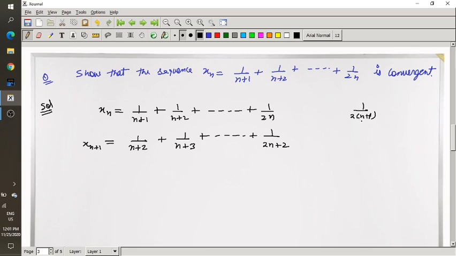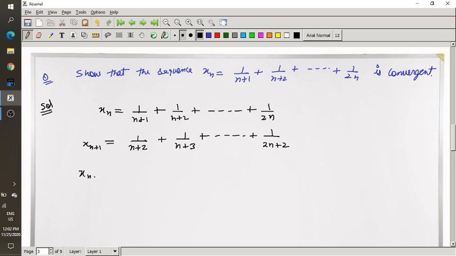Now see, there is a difference. You cannot write its nth term as 1 upon 2n plus 1. That will be wrong, right? This is a common mistake students generally make, so don't repeat this mistake. So I will simply replace n by n plus 1. When I replace n by n plus 1, then I will get 1 upon 2n plus 2. See it carefully, observe it, right? So this is the nth term.